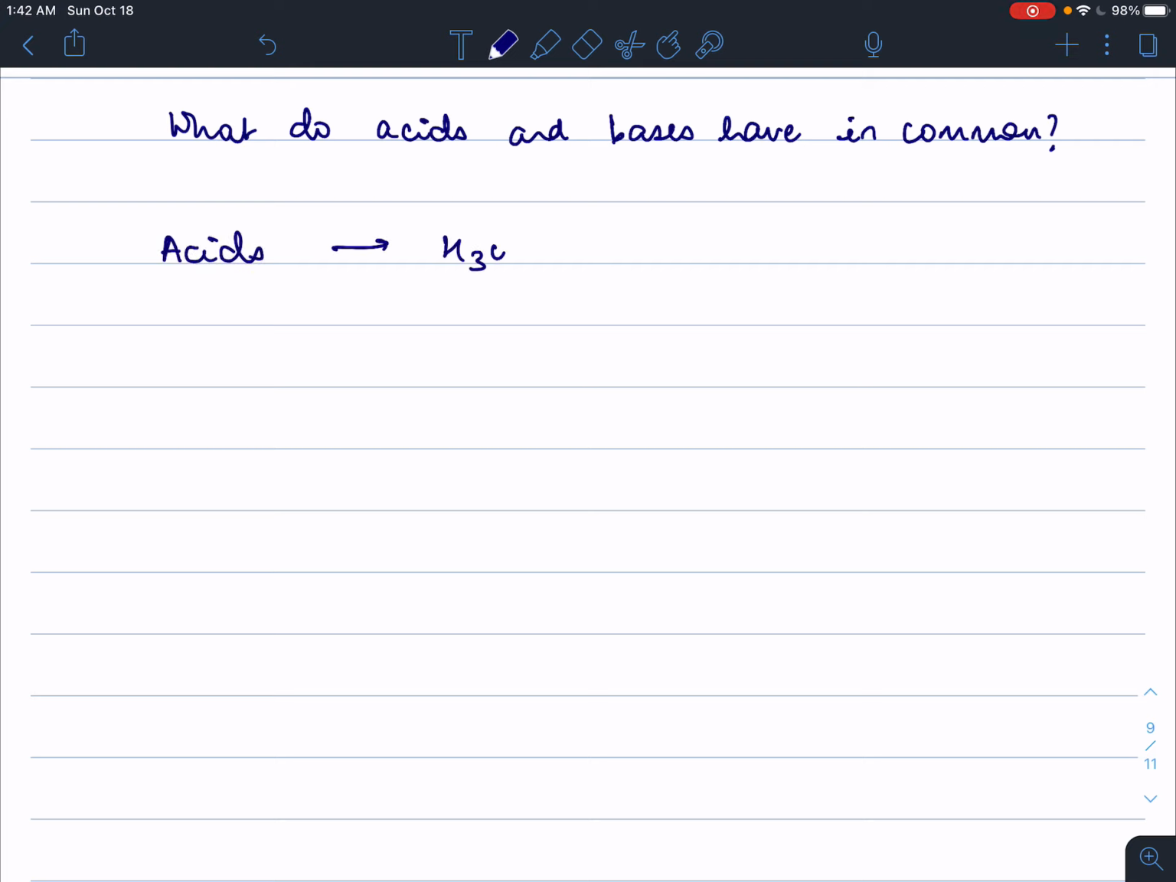First and foremost, what do acids and bases have in common? Well, in the last class I mentioned that acids give you H3O+ ions in solution. The same way, bases give you OH- ions in solution.